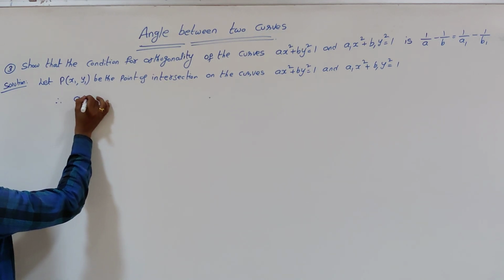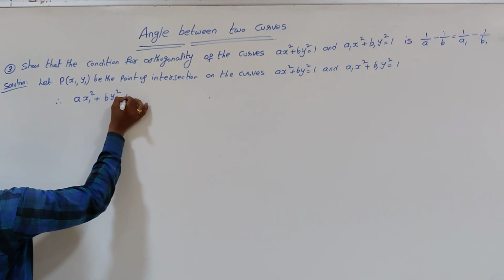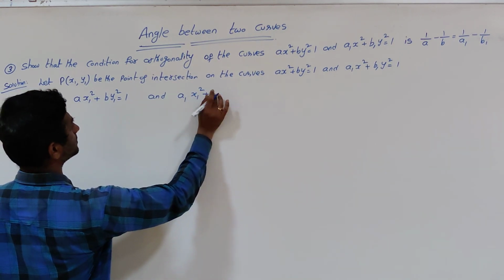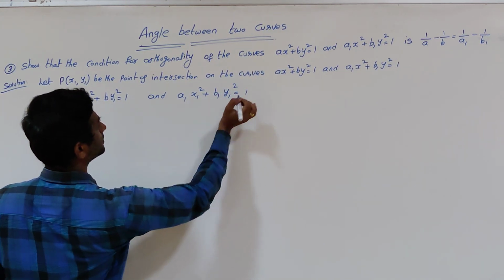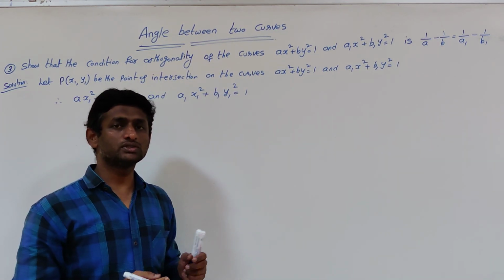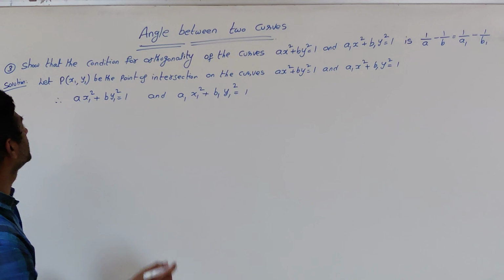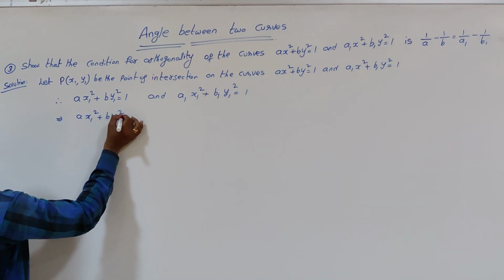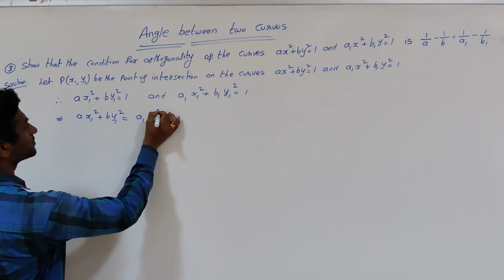ax1² + by1² = 1 and a1x1² + b1y1² = 1. Means I have just substituted the point x1, y1 on both the curves because they are on the curve. Now as on the right hand side both are equal to 1, means we can directly have ax1² + by1² equal to a1x1² + b1y1².